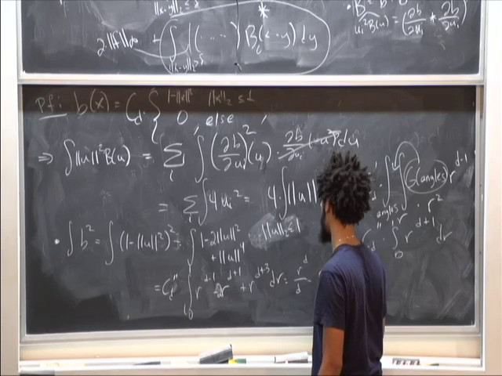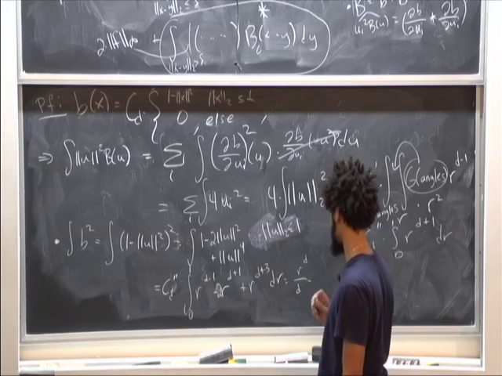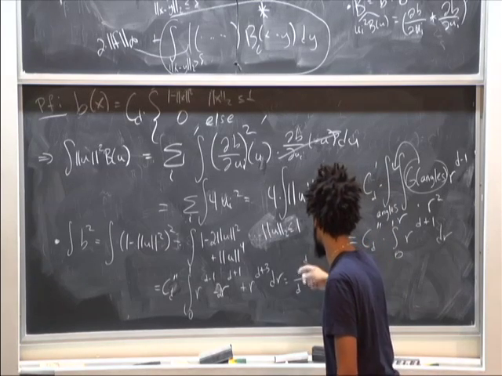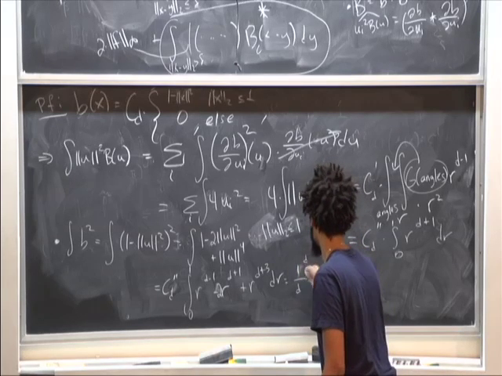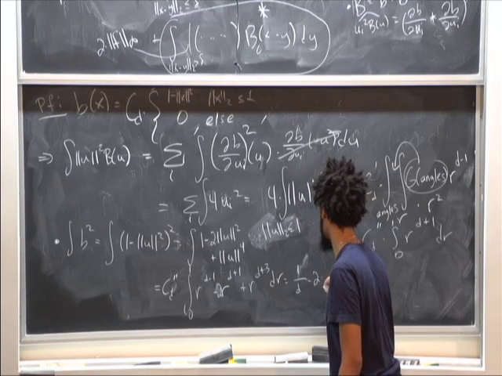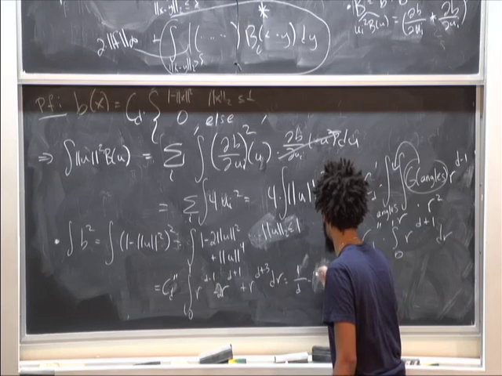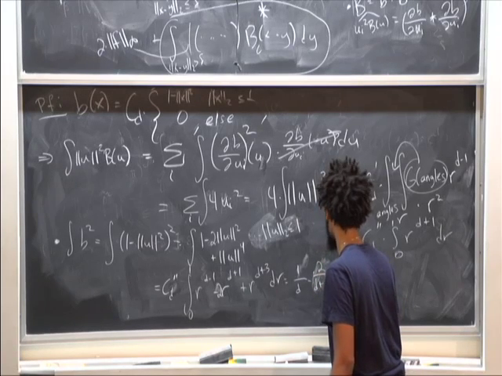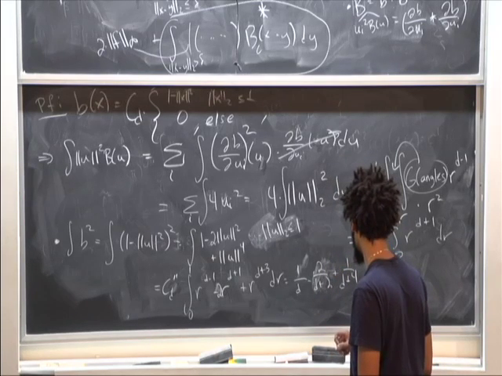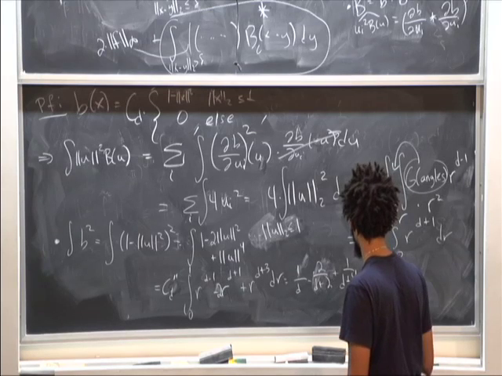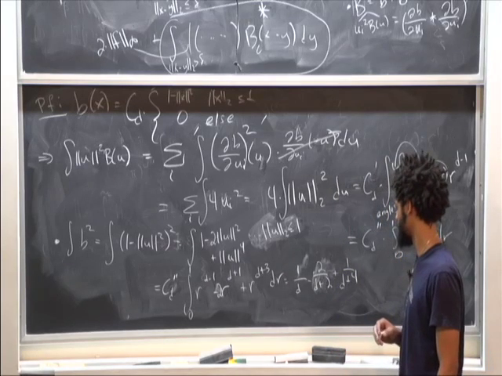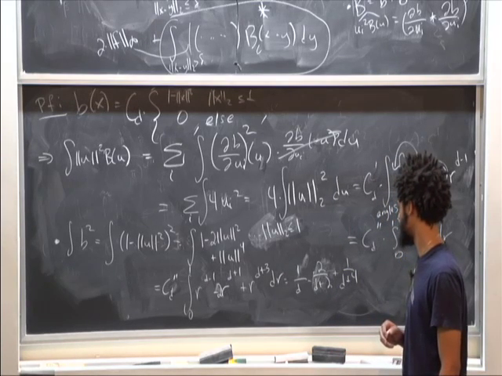minus... Since the integral is from 0 to 1, I might as well put r being 1. So it's 1 over d, minus 2 over d plus 2, plus 1 over d plus 4, which you can combine and get something like 1 over d cubed.